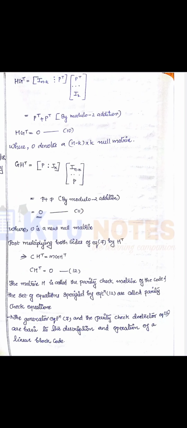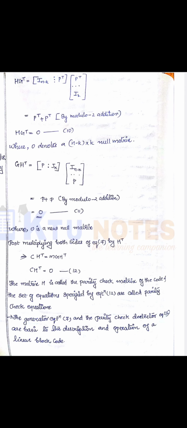So parity check matrix into generator matrix transpose. So H into G transpose. We have H is equal to [I_(n-k) P transpose], and G is equal to [P I_k]. So we are taking the transpose, then we get [P transpose; I_k]. By multiplying these two, we get P transpose plus P transpose. This is modulo 2 addition, so when we add the same terms, we will get 0. So H G transpose is equal to 0, where 0 denotes an n minus k by k null matrix. So H G transpose is a null matrix.